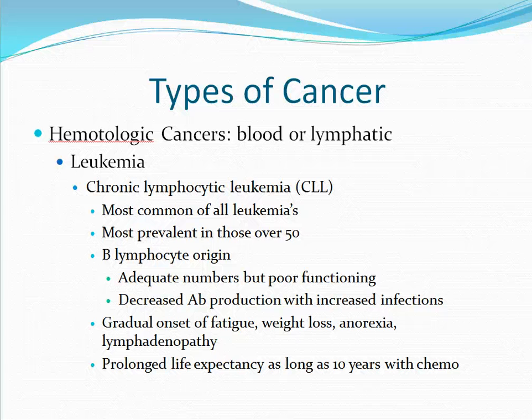Chronic lymphocytic leukemia, CLL. This is the most common of all types of leukemia. It is most prevalent in those over 50 years of age. This tumor is of a B cell or B lymphocyte origin. Remember that our B cells are the ones that are responsible for producing antibodies to help us fight infection. As a result, we have adequate numbers of B cells, but they are poorly functioning. We see a decrease in antibody production with an increased risk of bacterial infections. This form of leukemia has a gradual onset of fatigue, weight loss, anorexia, and lymphadenopathy. Prolonged life expectancy does occur, with as long as 10 years after diagnosis with chemotherapy.